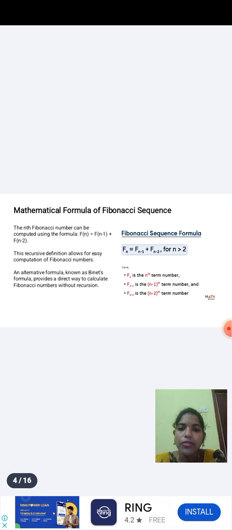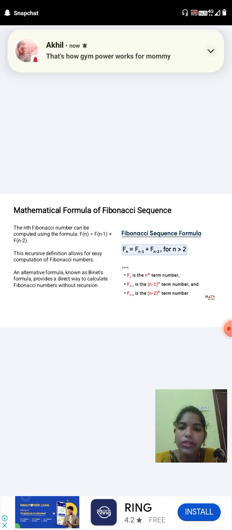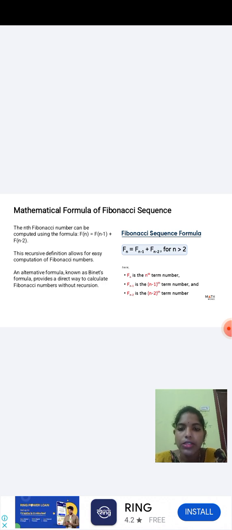Next, the mathematical formula of the Fibonacci sequence. In this Fibonacci sequence we apply some mathematical formulas, that is, f of n equals f of n minus 1 plus f of n minus 2 for n greater than 2. So here we apply 0 to n terms. The nth Fibonacci number can be computed using the formula f of n equals f of n minus 1 plus f of n minus 2.